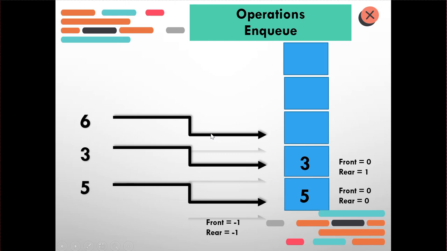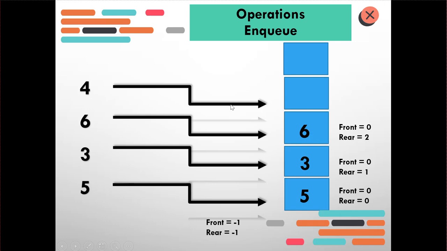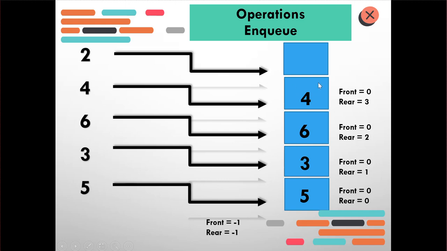And in case of 6, when we try to insert 6, front would be again 0, but rear would now be 2 because the 6 was inserted at index 2. Same for 4, which would change rear to 3. And lastly, in case of 2, front would again remain 0, but rear would now be 4. So we have 5 elements, front is 0, but rear is 4. So this was the insertion or the enqueue operation diagrammatically.